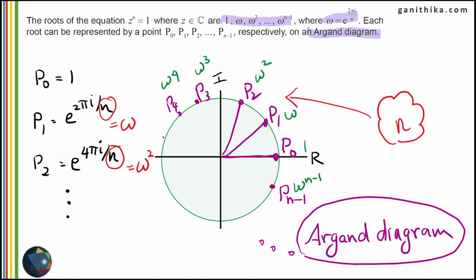So these 3 roots P0, P1 and P2 will be equally spaced on the unit circle. So you will not have P3, P4, etc., but you will have only 3 roots. It will be in different positions for different values of n. So this is what you need to think at this moment. So collect all these together and write it down in your rough paper.